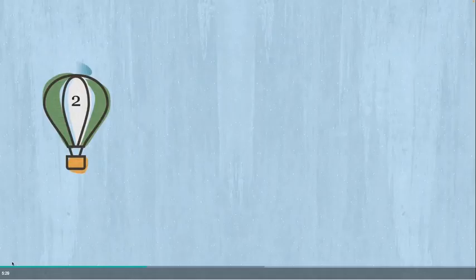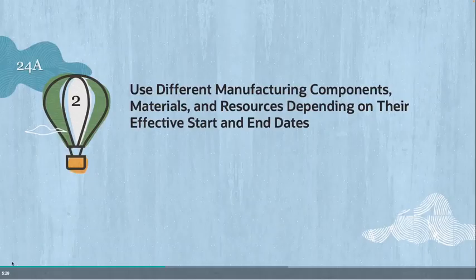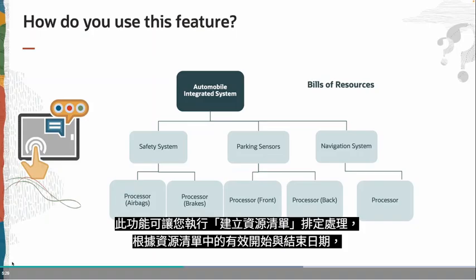Our second Global Order Promising new feature is Use different manufacturing components, materials, and resources depending on their effective start and end dates. This feature provides you with the ability to represent different components and resources in the bills of resources from their underlying manufacturing work definitions based on their effective start and end dates by running the Create Bill of Resources schedule process.